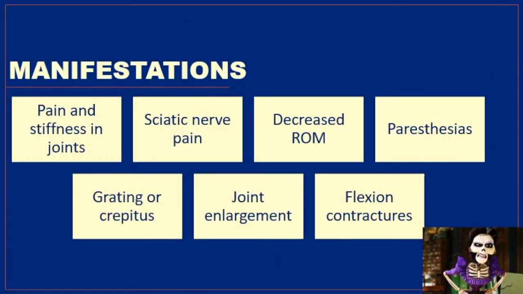So what are the manifestations of this patient? There will be pain and stiffness in the joint. Sciatic nerve pain will be present. There is a decrease in range of motion. There is paresthesia, and your patient would have a grating sensation or crepitus. There will be enlargement of the joint as shown on the hand that I showed you on the previous slide, and then there will be flexion contractures. In other words, the hand or the extremities are flexed in a contracted position.